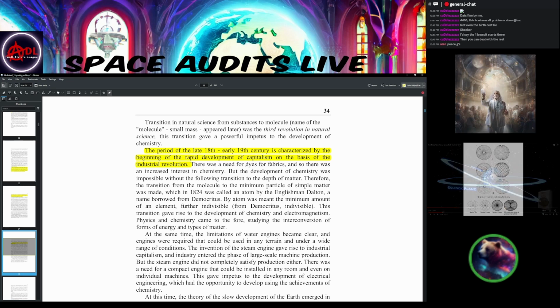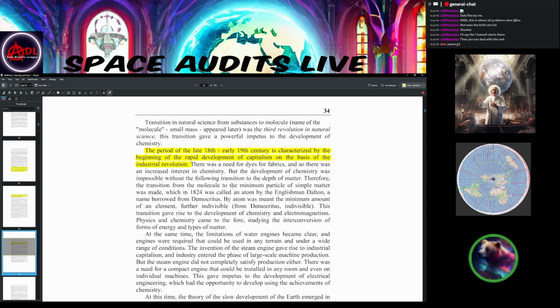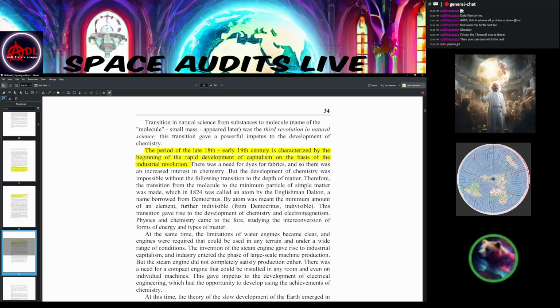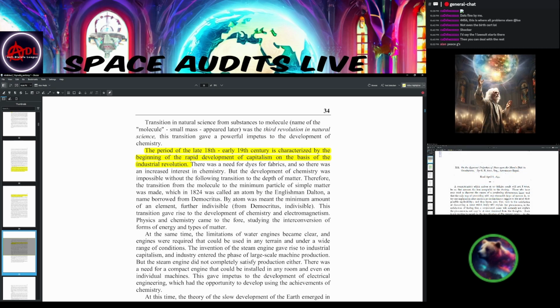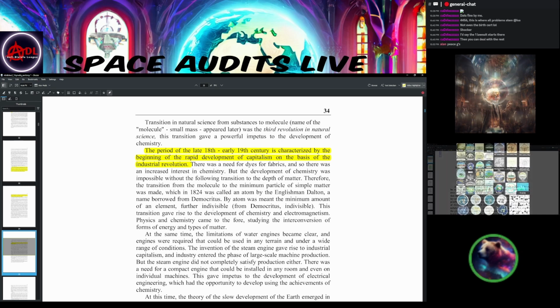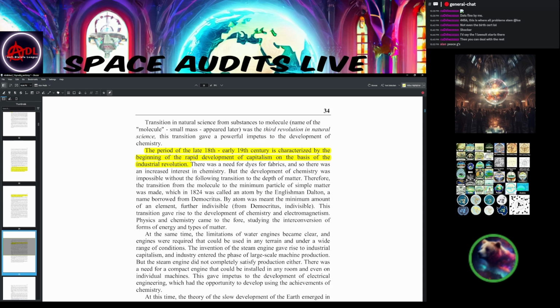There was a need for dyes and fabrics, so there was an increased interest in chemistry. But the development of chemistry was impossible without the following transition of the depth of matter. Therefore, the transition from the molecule to the minimal particle of a simple matter was made, which in 1824 was called the atom by an Englishman named Dalton, and the name borrowed from Democritus. By atom was meant to be the minimum amount of element, further indivisible from Democritus.